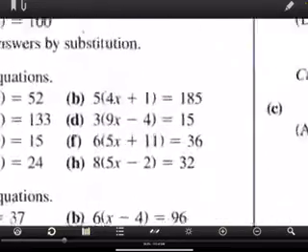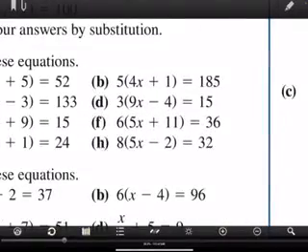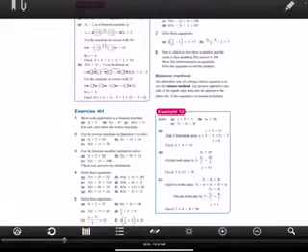Of course, you can get them like this. You already know how to multiply. This becomes 20x plus 5 equals 185. 4.3 is an extension of 4.1. So before going to 4.3, you should know 4.1. Yes.